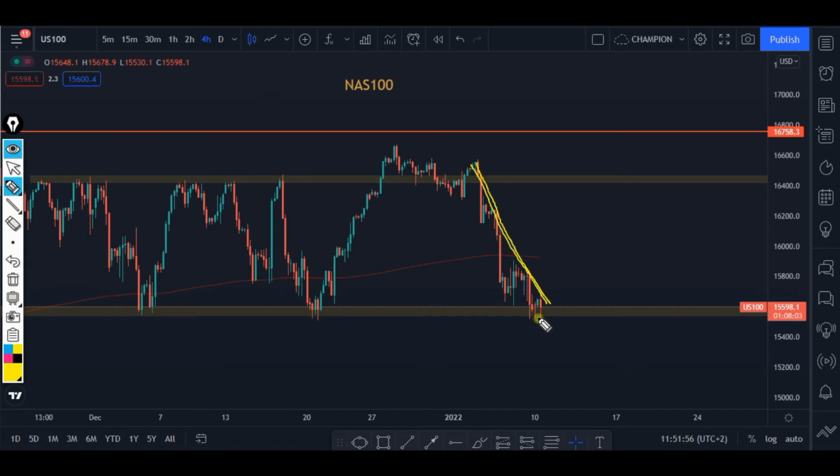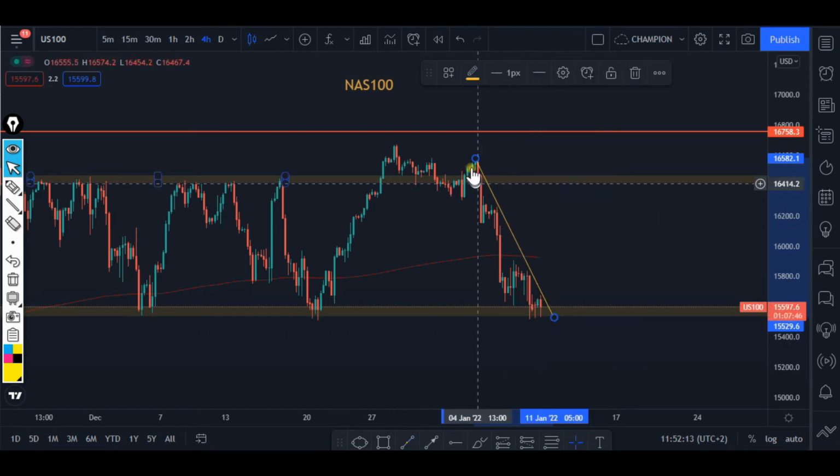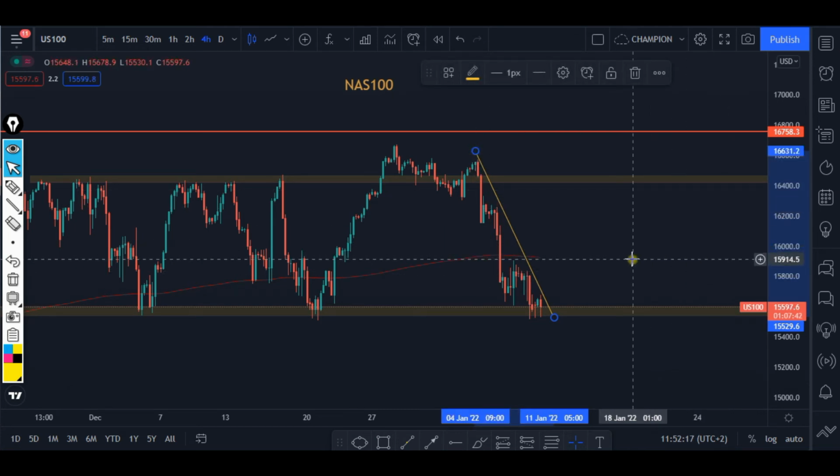If this market is giving me a nice structure to be able to draw the trend, allow me to use the trend line and see. This is making sense. This is clearly making sense.